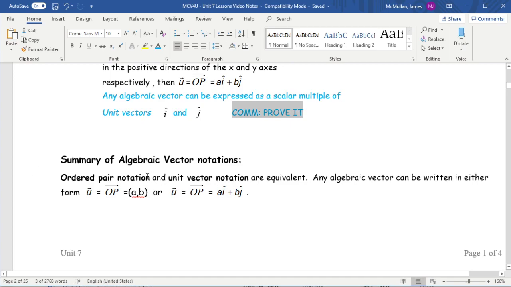So ordered pair notation and unit vector notation are the exact same thing. You can either say a comma b, or you can say a times unit vector i plus b times unit vector j. These just mean the exact same thing in every way. Okay, and again, I might ask you in communication, why are these things equivalent? Or, how is this statement related to this statement?